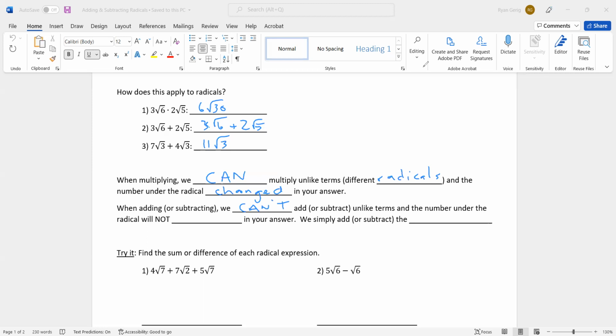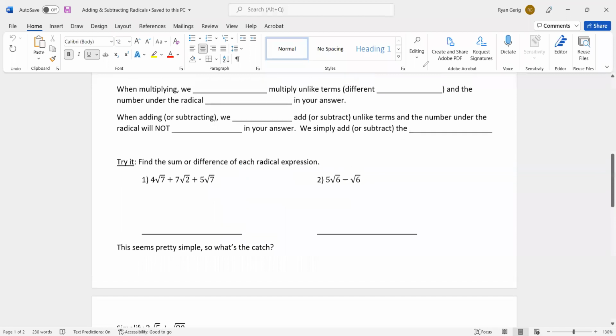If they have the same radical, like in number 3, the number under the radical will not change in your answer. Notice it was radical 3, and the answer was also radical 3. All we did was we added or subtracted the coefficient or the number in front of the radical. Just like with polynomials, it's the exact same scenario. Okay, so let's do a couple basic practice problems here.